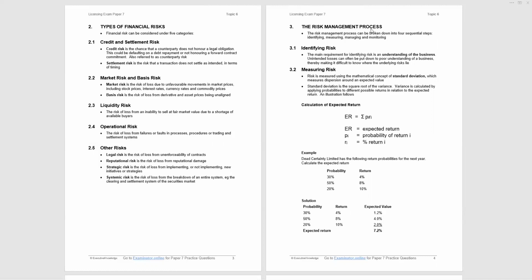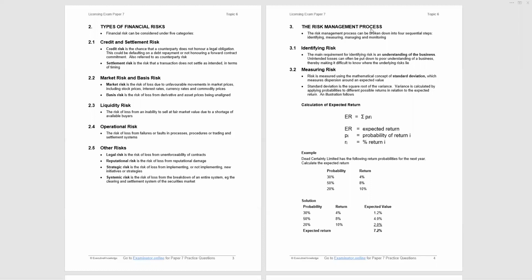Liquidity risk is the risk of losing money because you're unable to sell into a market at a fair market value due to the shortage of buyers. So an illiquid market gives rise to liquidity risk. Operational risk is where you risk losing money from failures or faults in your processes, procedures, trading, or settlement systems.